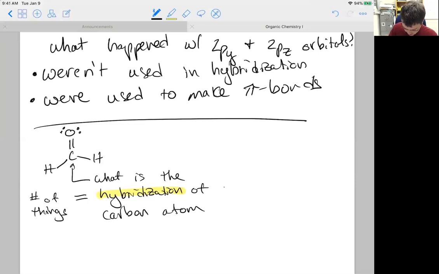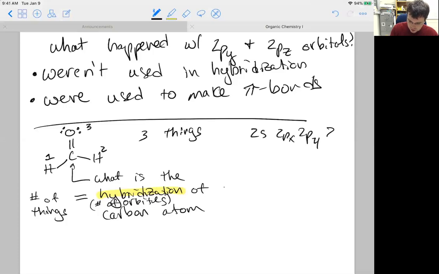And really, that equals the number of orbitals. So the number of orbitals that we need out of 2s, 2px, 2py, and 2pz for the central carbon atom in formaldehyde is equal to the number of things attached to that carbon atom. So how many things are attached to the central carbon atom? We have 1 H, 2 H, and 3 O. So we have 3 things. So how many orbitals do we need? We have the 2s, the 2px, the 2py, and the 2pz.